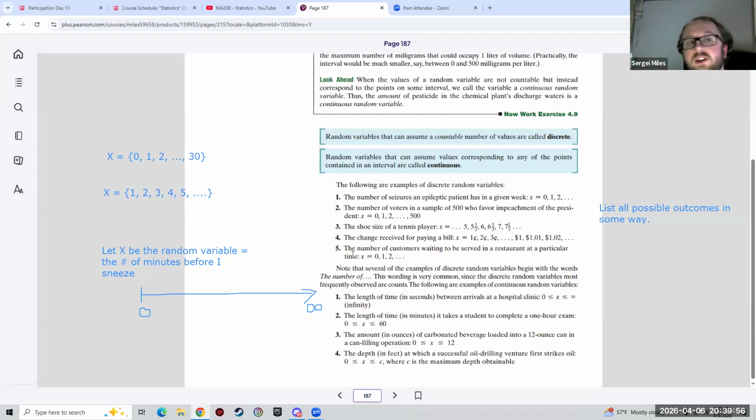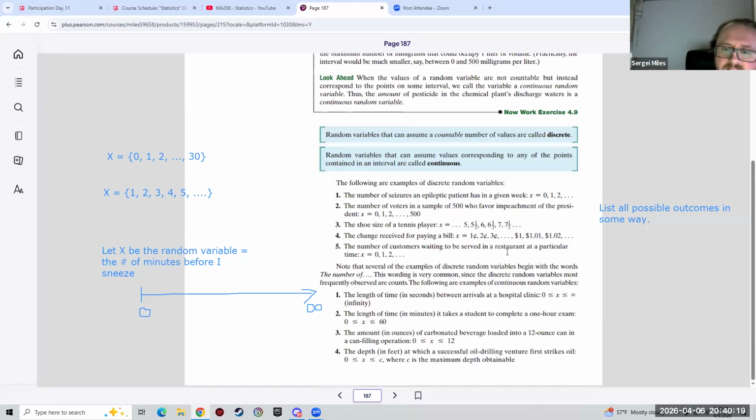It is still a discrete random variable because I can list all the outcomes if I had enough time. 0, 1, 2, 3, 4 people, 5 people, 6 people, so on and so forth. I could list them all out if I had enough time. And that's a discrete, countable random variable.